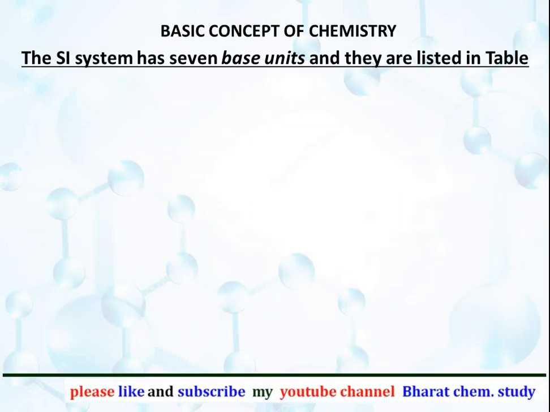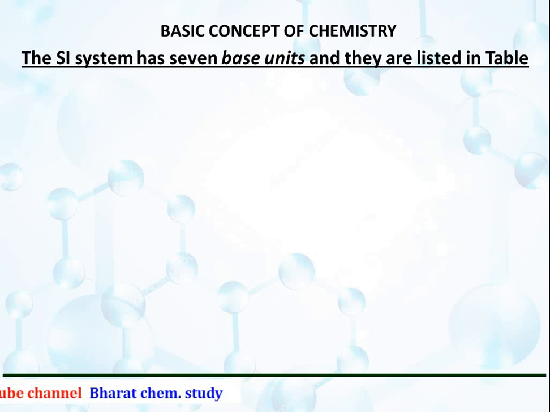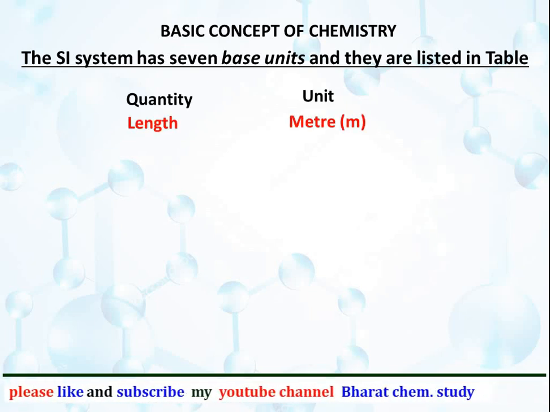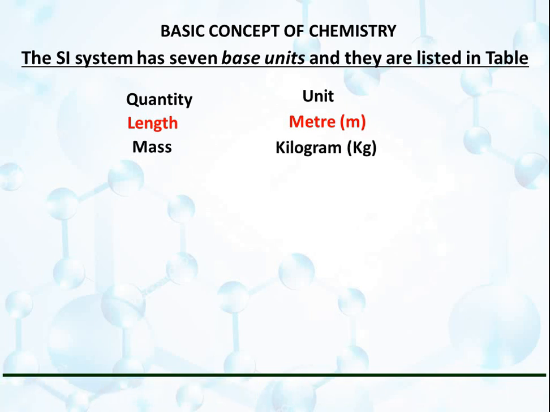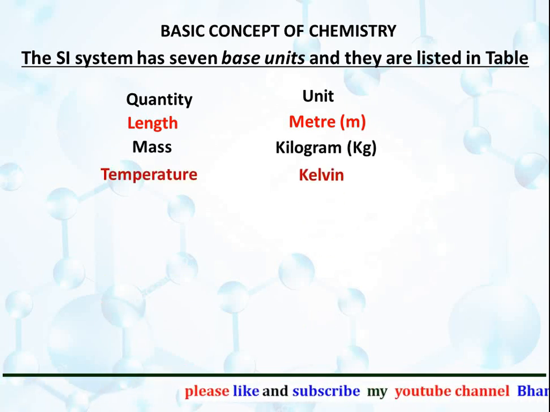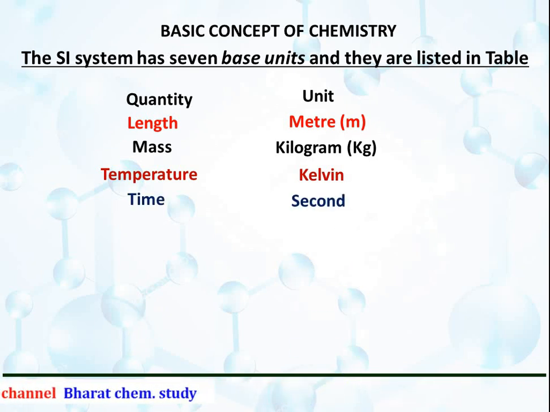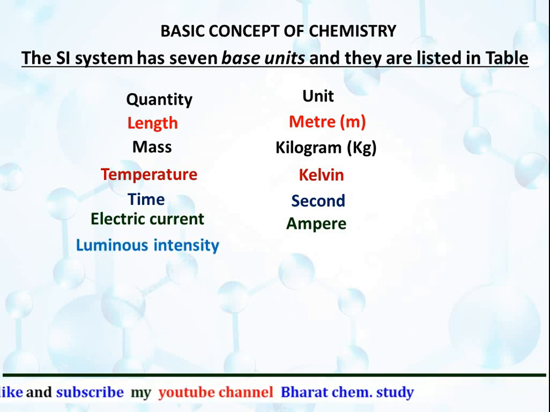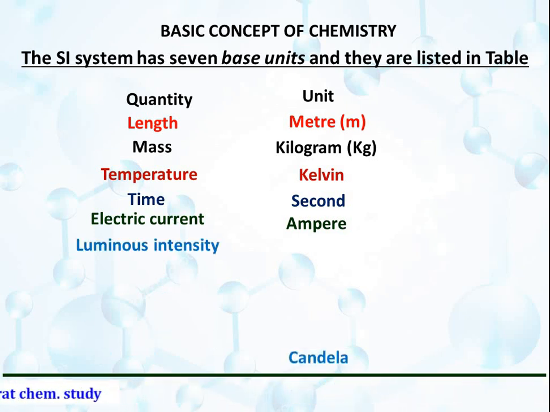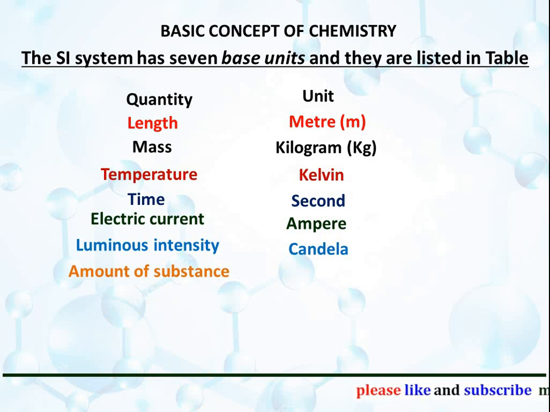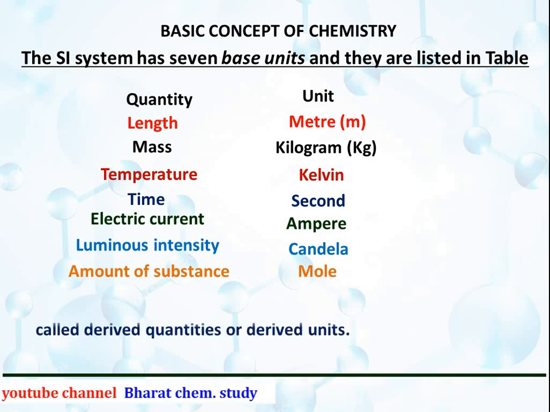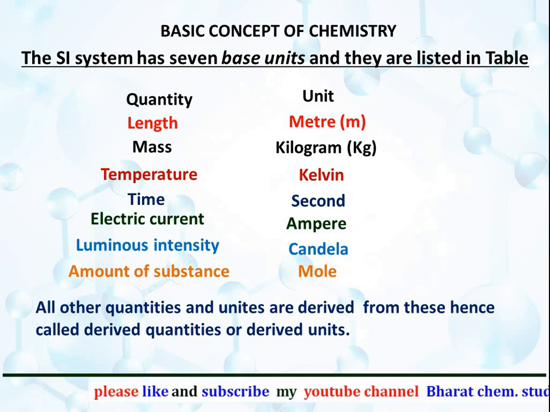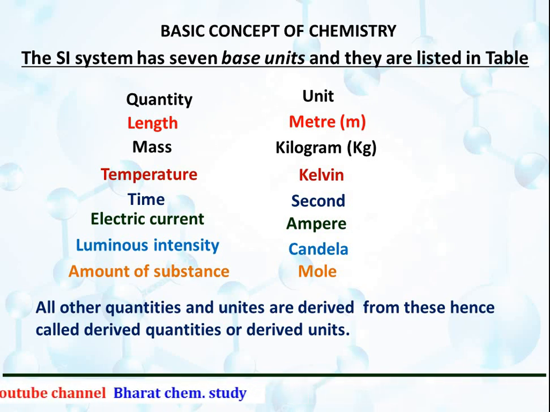The SI system has 7 basic quantities and 7 basic units. They are listed as: first quantity is length, having unit meter; mass, having unit kilogram or kg; temperature, Kelvin; time, having unit second; electric current, having SI unit ampere; luminous intensity, having SI unit candela; amount of substance, expressed in moles. All other quantities and units are derived from these basic units and are called derived quantities and derived units.